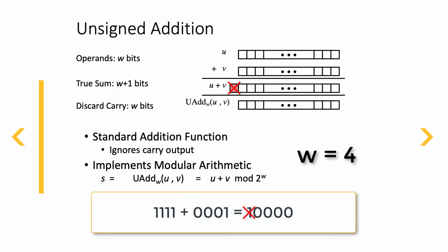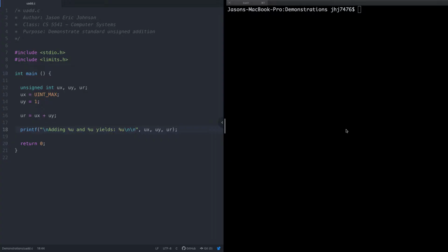That's how the standard addition function operates. There are implementations where you could take that carry bit and move it around to the least significant bit and add it back in, but that's not how the standard function works, and we can see this with a little code demonstration. What I've got here is a little demo file that I banged out to show you what this looks like in code and how it acts.